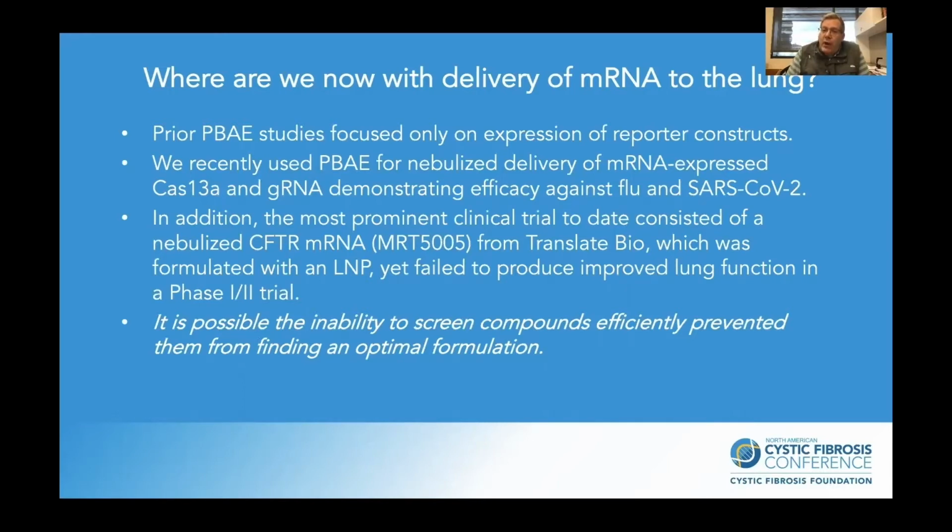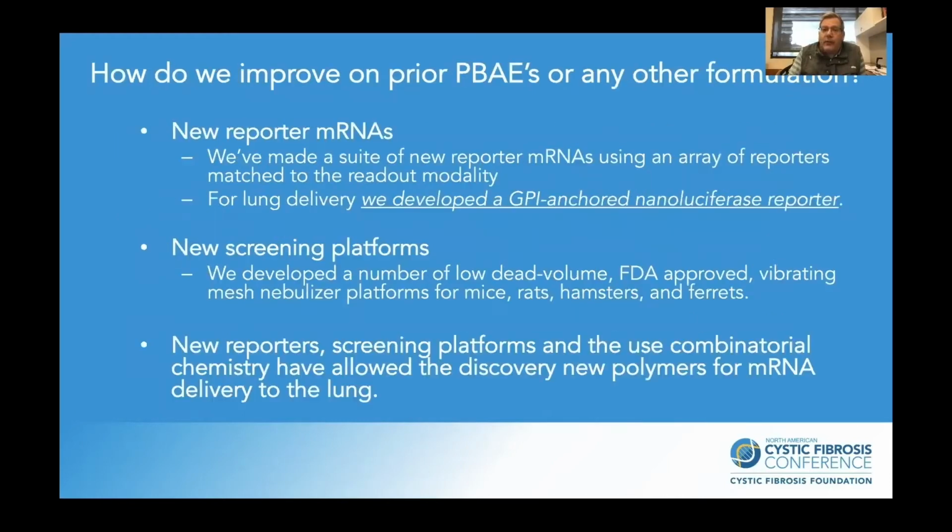I think the other driving force behind our wanting to make new polymers and new delivery vehicles for the lung had a lot to do with the recent trial from Translate Bio regarding the expression of CFTR mRNA in the lungs of folks with CF. Unfortunately, their formulation was not able to improve lung function. And we were thinking about why that might be. We really thought it had a lot to do with possibly screening. Can you properly screen for new vehicles? Because I think that's an important aspect of coming up with any new mRNA-based formulation.